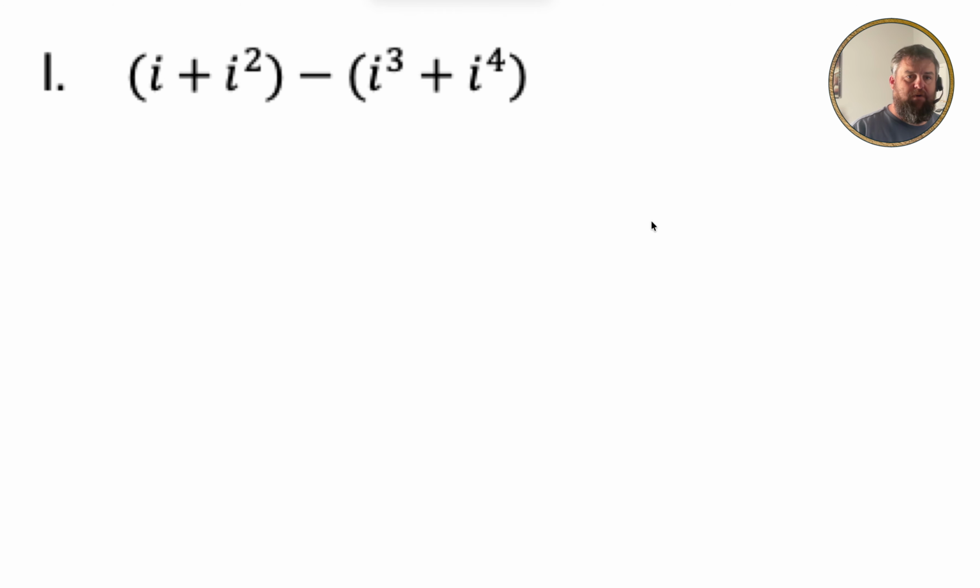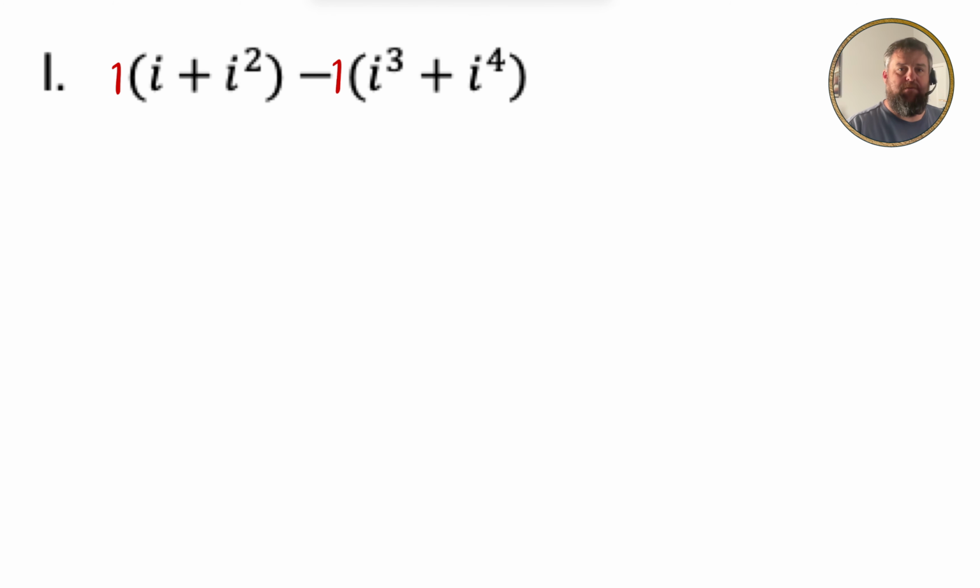This is example 1, question I, the final video in the lecture series for complex number operations for my Algebra 2 class. So in this example, we have i plus i squared in parentheses minus i cubed plus i to the fourth. Well, as before, whenever we have our parentheses, we do need to take care of those.